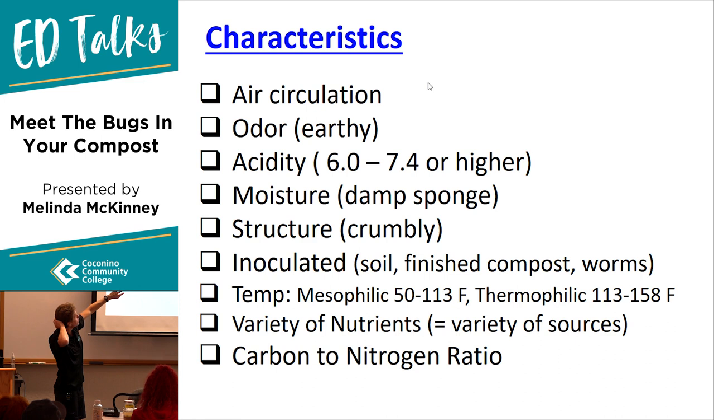Moisture like a damp sponge, structure crumbly. You want to make sure you're putting in some microorganisms to start with. So you can put finished soil from your garden to start, finished compost from a friend, or bring in some worms. So you're starting that off, so you're not starting from zero. And then for the temperature, you're going to monitor that. And so you can get a compost thermometer.